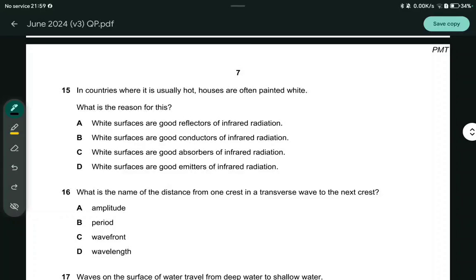Question 15. In countries where it's usually hot, houses are often painted white. What is the reason? We know that white reflects light. So when houses are painted white, they're trying to reflect the sun's rays, so the rays don't go into the house and heat it. From the solutions, white surfaces are good reflectors of infrared radiation. White surfaces are good conductors? Nope. White surfaces are good absorbers? Nope. White surfaces are good emitters of infrared radiation? Nope. So it has to be the first one.